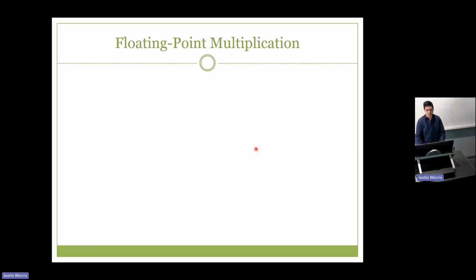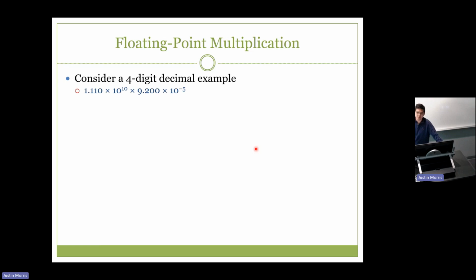All right, so floating point multiplication. Again, this is going to be the exact same process as decimal, so we'll start with decimal first, once again. If I have 1.110 times 10 to the 10, and I want to multiply it by 9.2 times 10 to the negative 5, what is my first step?